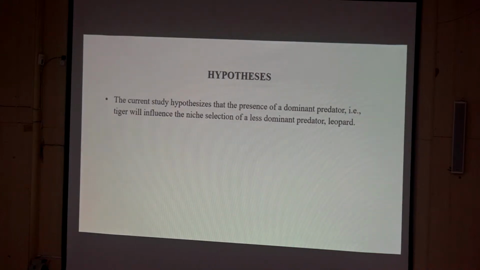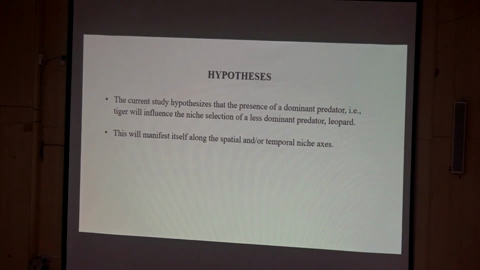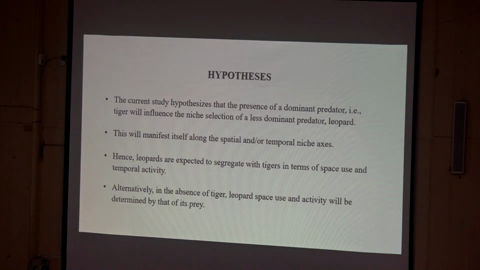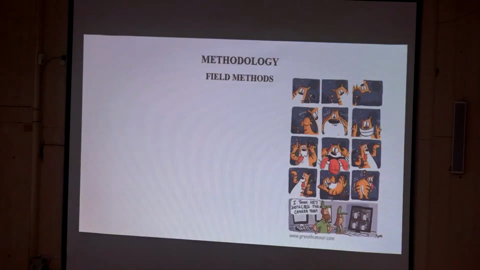I hypothesized that the presence of a dominant predator, that is the tiger, will influence the niche selection of a less dominant predator, that is the leopard. And this will manifest itself along the spatial and/or the temporal niche axis. Hence, leopards are expected to segregate from tigers in terms of space use and temporal activity, and alternatively, in the absence of tigers, leopard space use and activity will be determined by that of the prey.